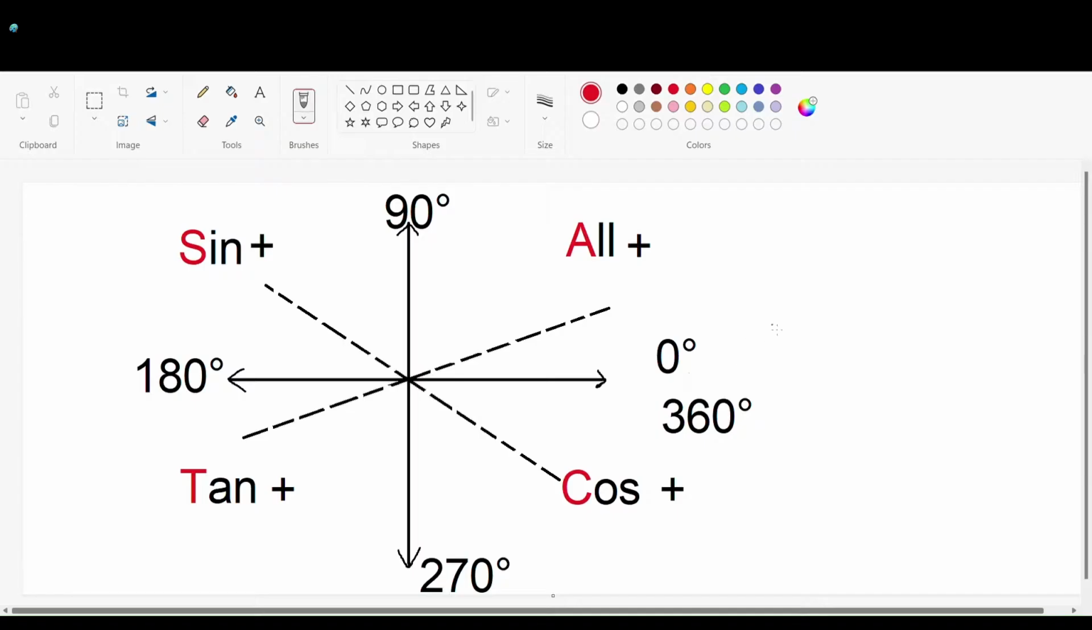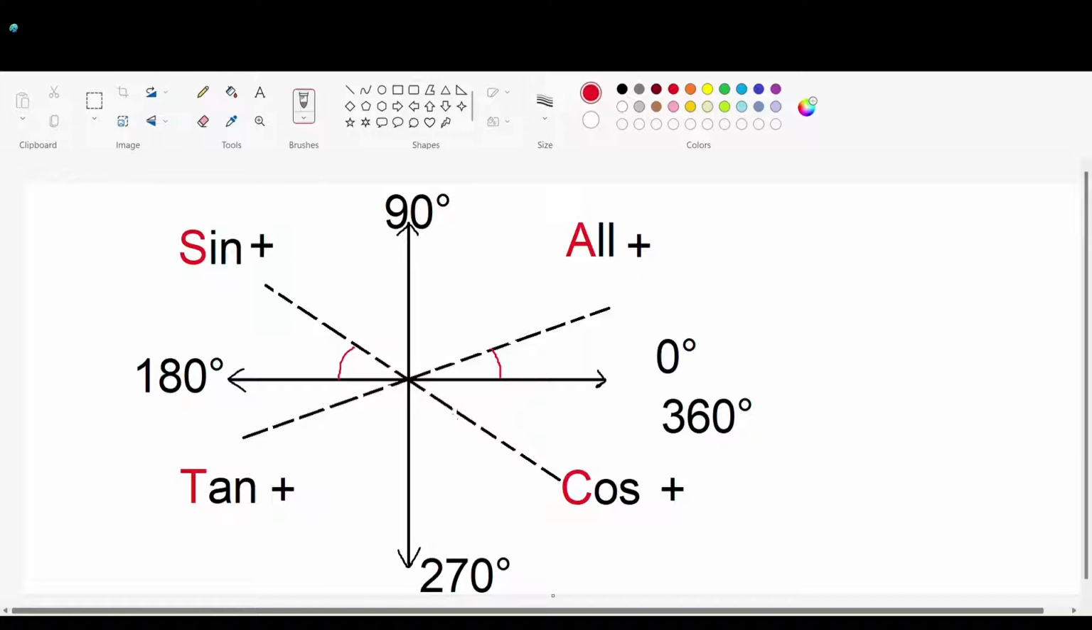You should also know the ASTC rule, or the all sine tan cos graph, where in the first quadrant all sine tan cos theta are positive, where theta is between angle 0 and 90 degrees, so this angle. And in the second quadrant, sine theta is positive, where theta is between angle 180 degrees and 90 degrees, so this angle or this angle, but keeping in mind you always take the angle against the x-axis.